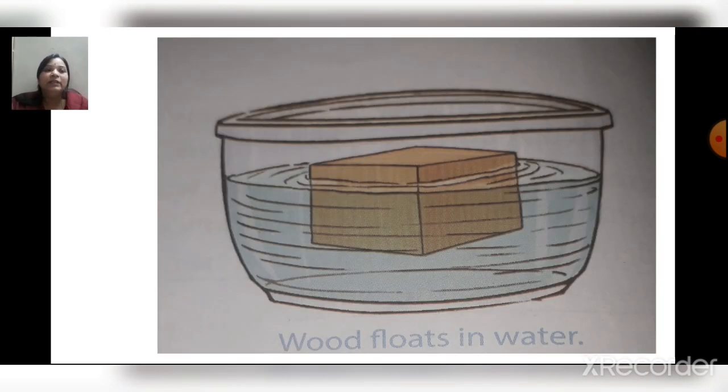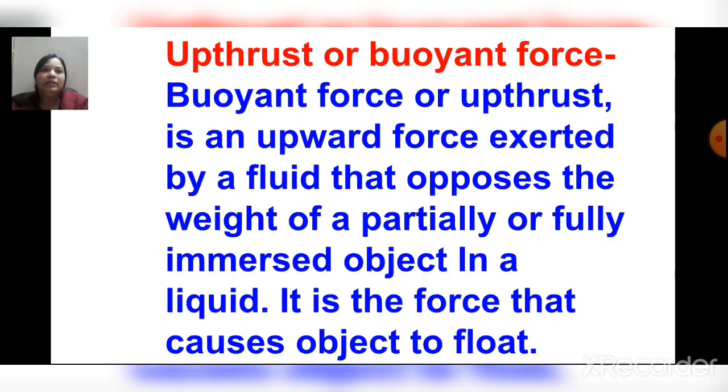As you can see in this picture, wood is floating on water, right? Now, what is the density of water? Yes, the density of water is 1 kg per liter. That means 1 liter of water weighs 1 kg.